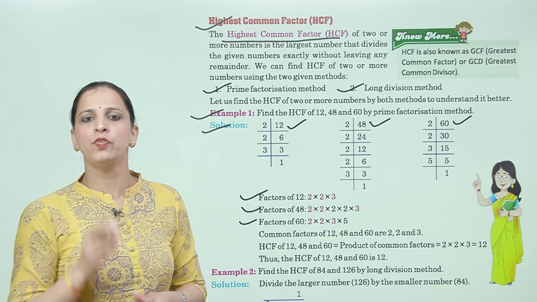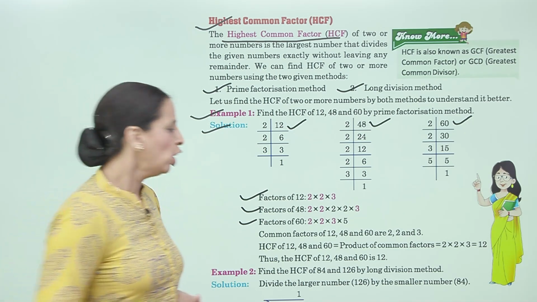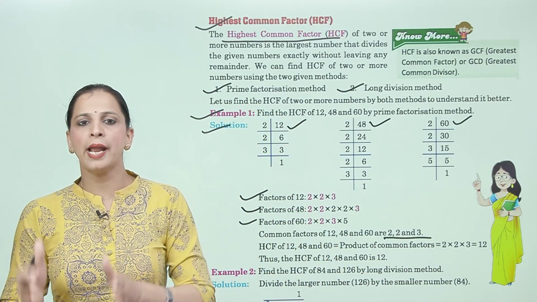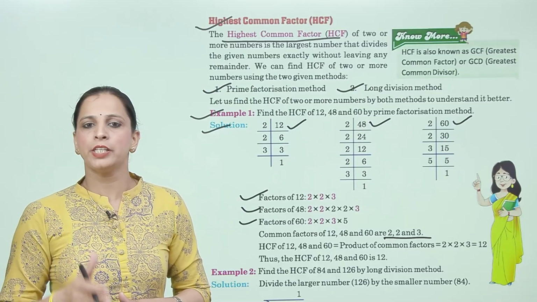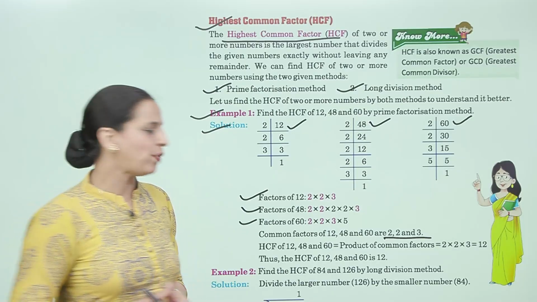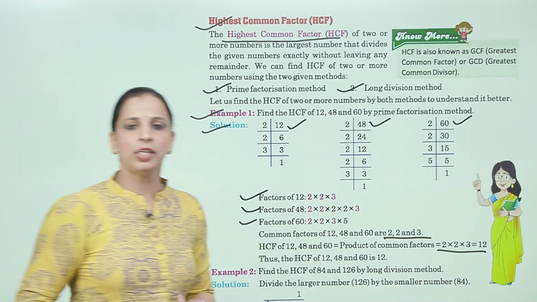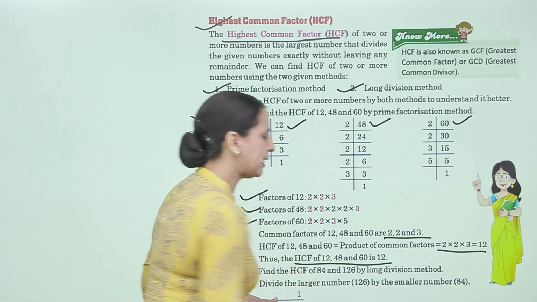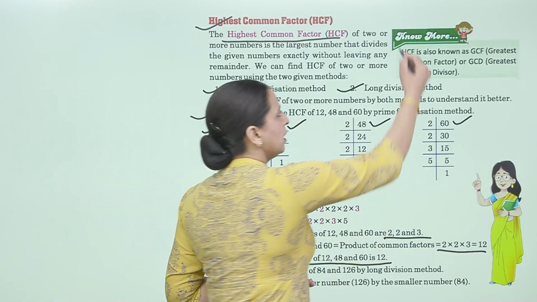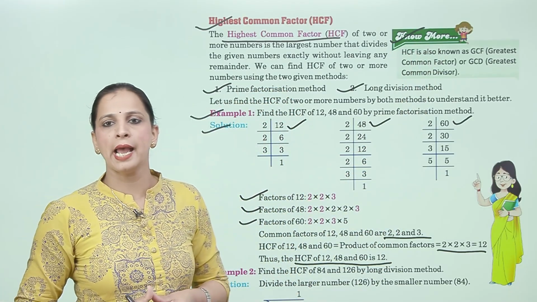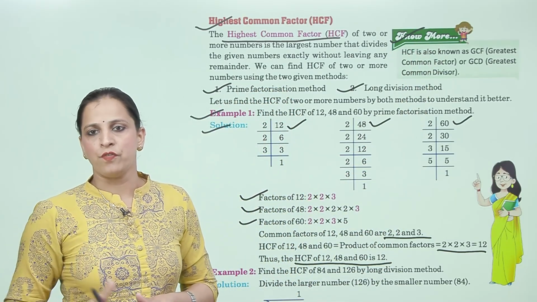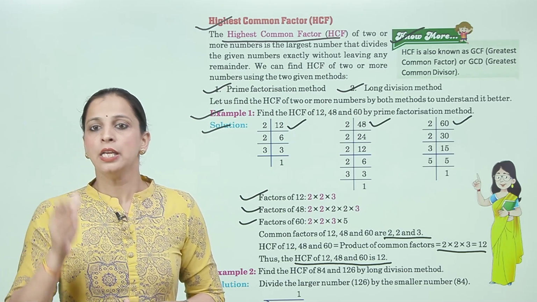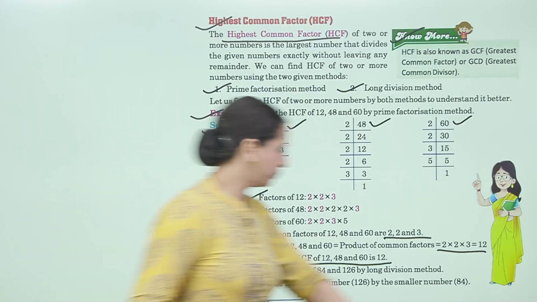Now common factors of 12, 48 and 60 are 2, 2 and 3. HCF of 12, 48 and 60 is the product of common factors, that is 2 into 2 into 3, that is 12. Thus the HCF of 12, 48 and 60 is 12. Note: HCF is also known as GCF, that is greatest common factor, or GCD, greatest common divisor.